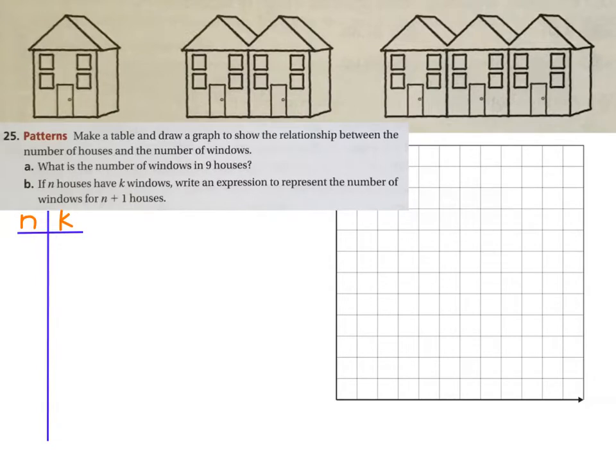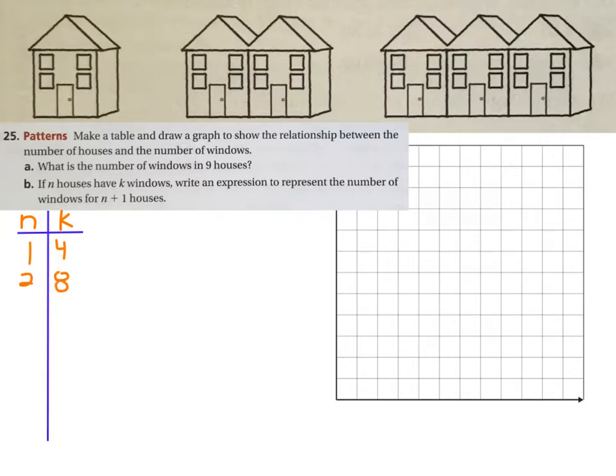Okay, if n is the number of houses, then where we see that first house up here, how many windows are there? There are 4. Yep. And what about if there were 2 houses like here? Well, there's 1, 2, 3, 4, 5, 6, 7, 8 windows in 2 houses. 2 houses means 8 windows.